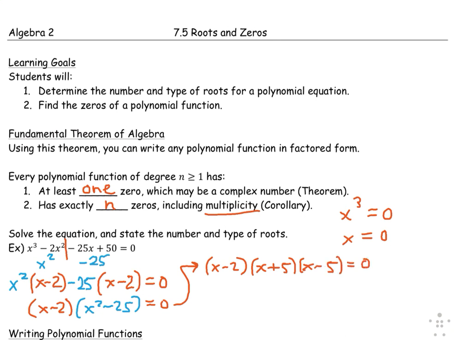And so we could set each of these factors equal to 0 using the zero product property, and then solve each of these equations by changing the sign, since they're only one-step linear equations. And so really we have this list.